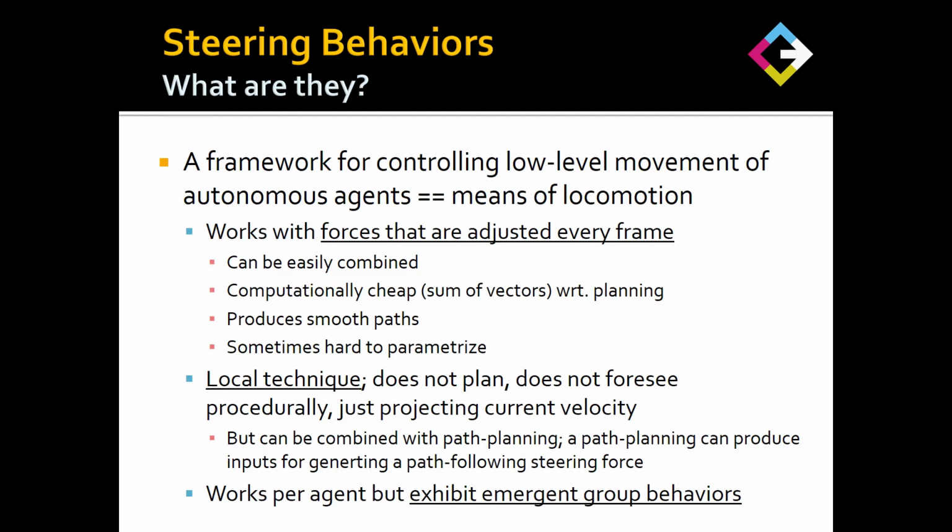Bear in mind it's a local technique. It never works with long look-aheads. It's just projecting the velocities of agents around, as that is the only thing it knows about them. However, you can have a path be an input for steerings. As we will see later on, we can have a steering rule trying to stick to the path. Finally, even though steering behaviors work per agent, groups of agents are exhibiting emergent group behaviors, which would be very hard to orchestrate otherwise.